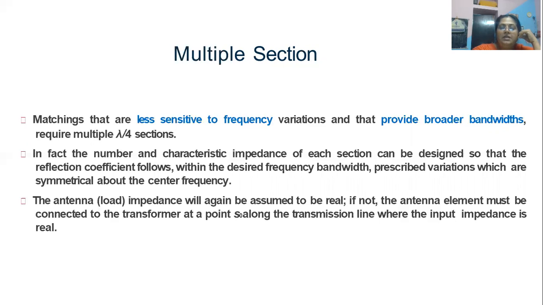So if we take a number of sections, what we have to consider is that the reflection coefficient should follow within the bandwidth. All things should be done within the desired frequency bandwidth. The antenna load impedance will again be assumed to be real. If it is not, then the antenna element must be connected to the transformer at a point S0 along the transmission line where the input impedance is real.